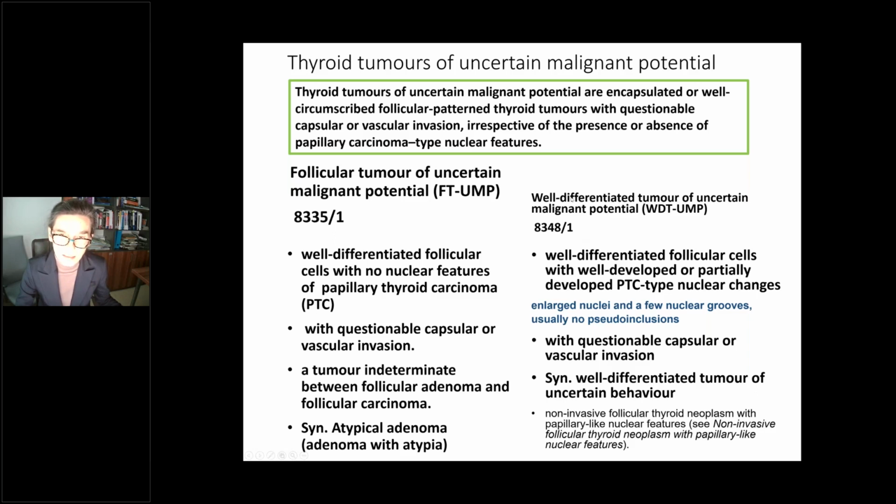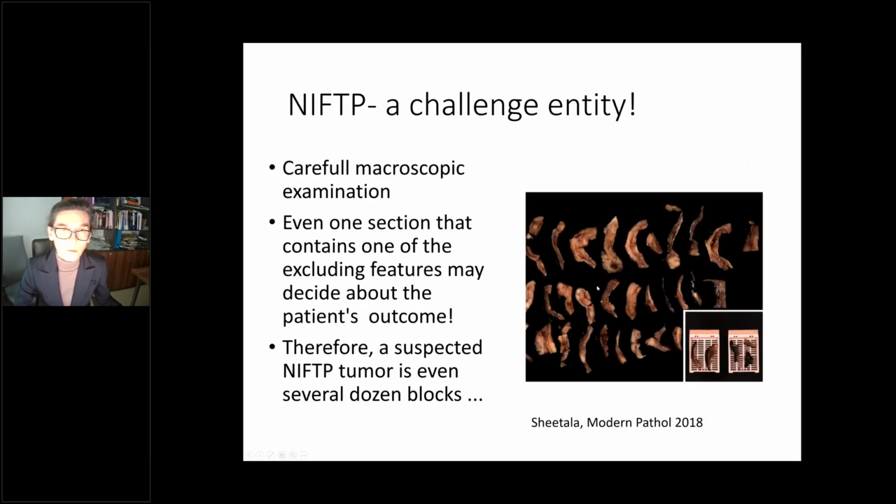The second entity, well-differentiated tumor of uncertain malignant potential, is also composed of follicular cells, but the cells present larger nuclei or a few nuclear grooves, usually no pseudo-inclusions, and capsular or vascular invasion is questionable as well. When we go to NIFTP, it is the first entity which I will describe in my presentation.